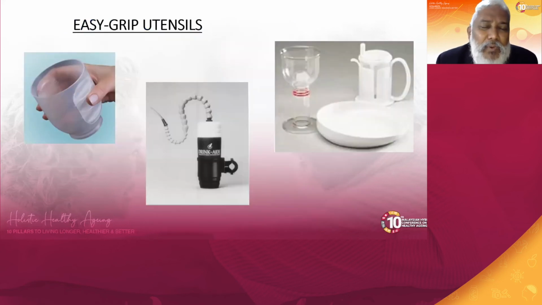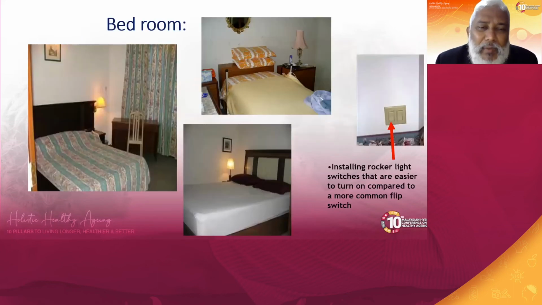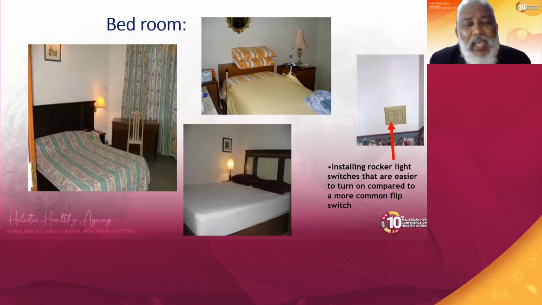And for feeding, for drinking and eating, there are many utensils that can be modified, which are available, like easy grip cups, a long straw for easy drinking, and also special plates so that it is easy to scoop the food. When we talk about the bedroom, it's important because most of the time our elderly persons spend time in this room.